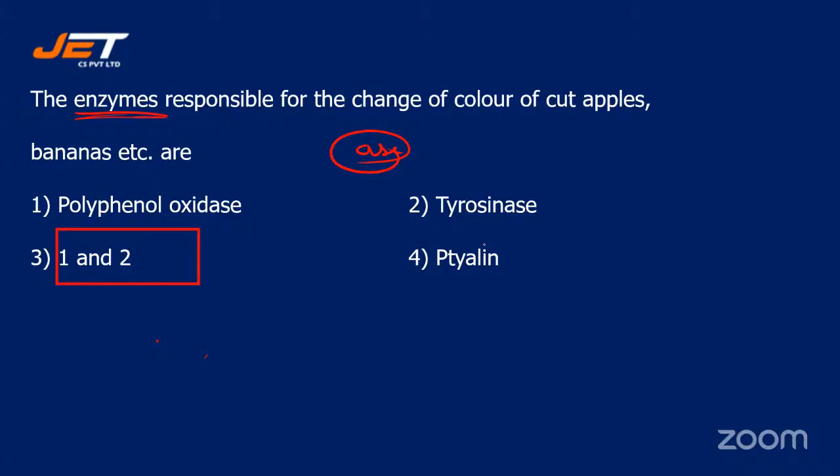Tylen, when you consider here, is a growth hormone of plants. It is something related to growth of plants. It is not an enzyme. So here polyphenol oxidase and tyrosinase are the two enzymes ending with ASE, and they are responsible for oxidation of these fruits. Because of that, the brown color is obtained. I think now you got the clarity regarding this question.